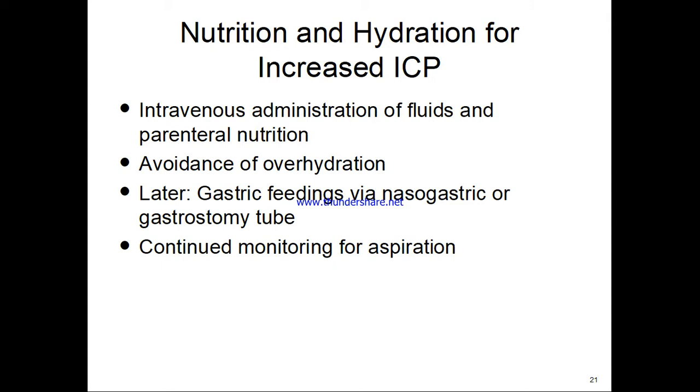We're going to give IV fluids. If they are unable to eat for more than a few days, we may need to go to parenteral nutrition, TPN. Definitely want to avoid overhydrating. So careful intake and output and daily weights, because overhydrating is going to lead to more brain edema. We may need to place a G-tube if we're not going to do TPN. That may be an option. And then assessment and monitoring for aspiration and aspiration prevention.